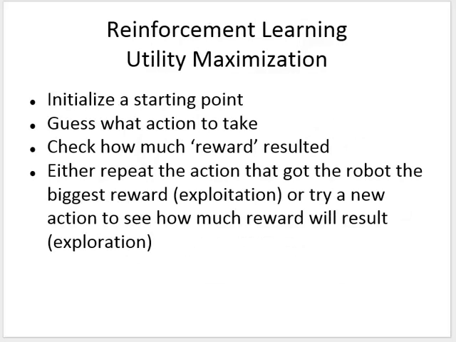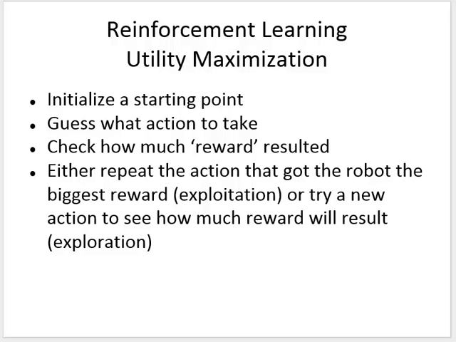Let's now take a look at a method that is partially between supervised and unsupervised learning. This is a method called utility maximization, and it's an example of a learning category that's called reinforcement learning. In this approach, what we're going to do is initialize some starting point. Then, the robot is going to guess an action to take. After the robot takes that action, it's going to check to see how much reward resulted from that action.